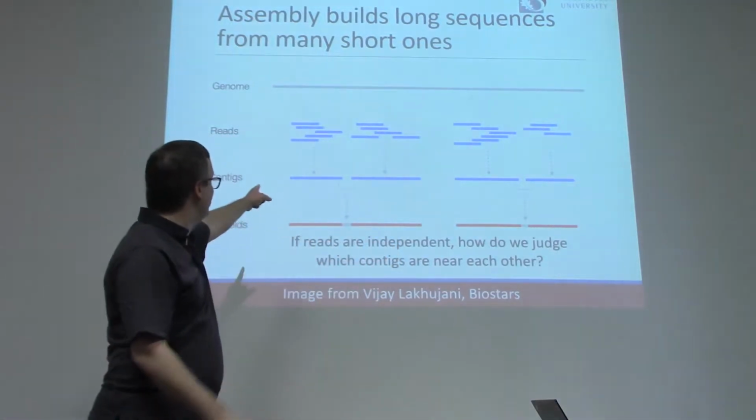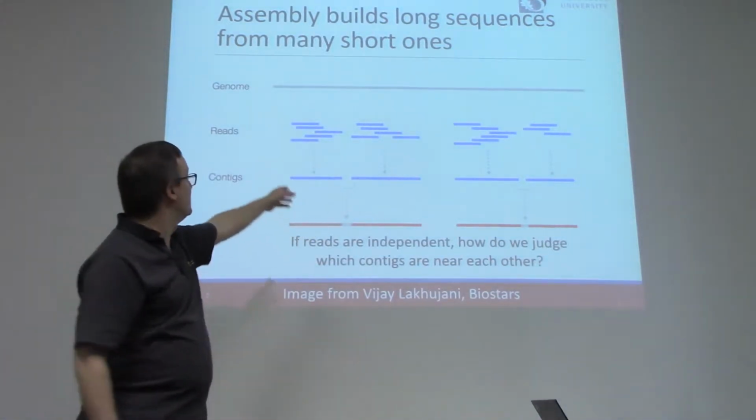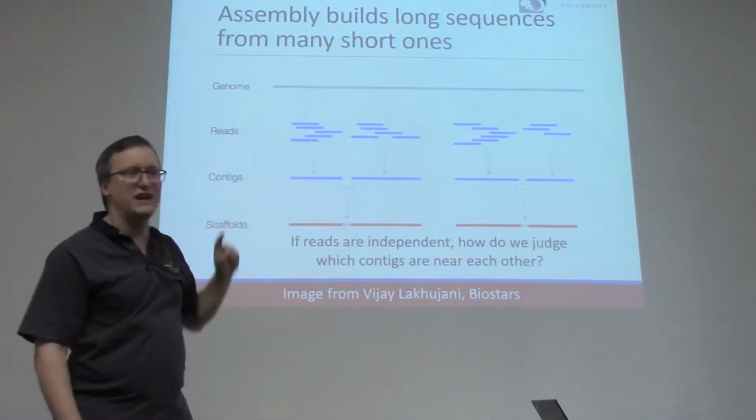So this is the process of forming contigs. Contig just comes from contiguous sequence. So the short reads can be combined to create contigs.